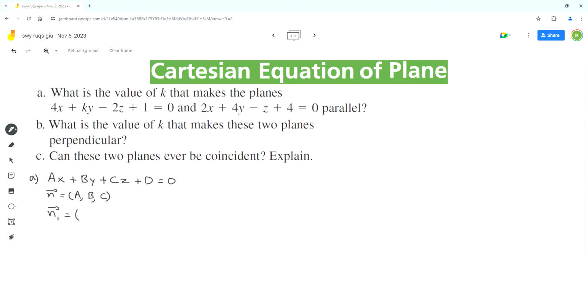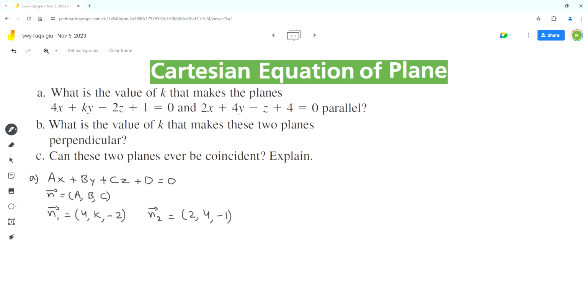In the first equation, the coefficient of x is 4, the coefficient of y is k, and the coefficient of z is -2. So the normal vector for the first plane is 4, k, -2. Now we can write the normal vector for the second plane. The coefficient of x is 2, the coefficient of y is 4, and the coefficient of z is -1. This is the normal vector for the second plane.